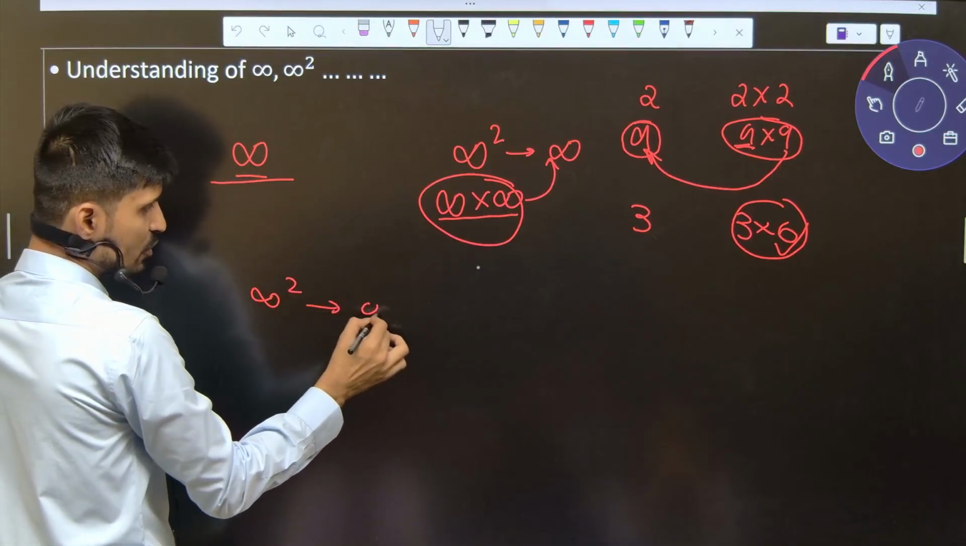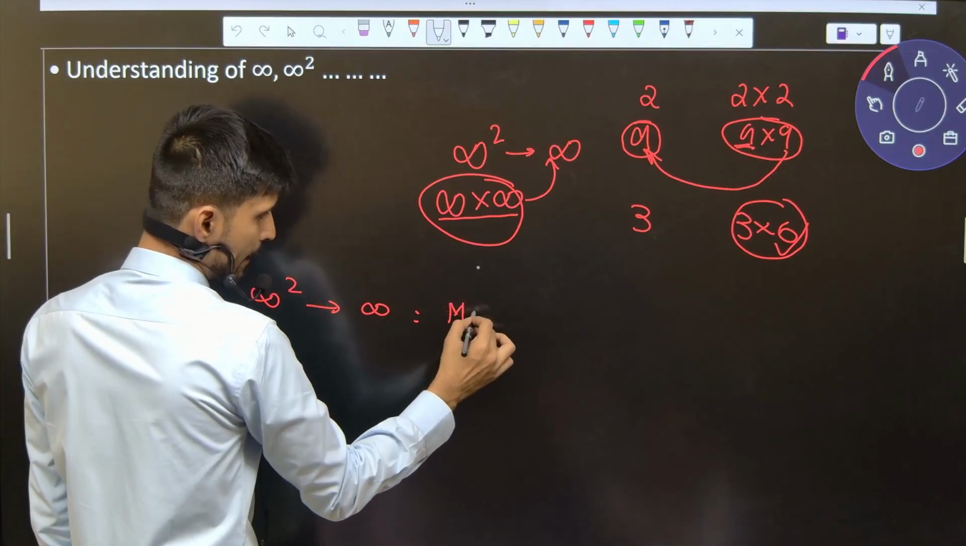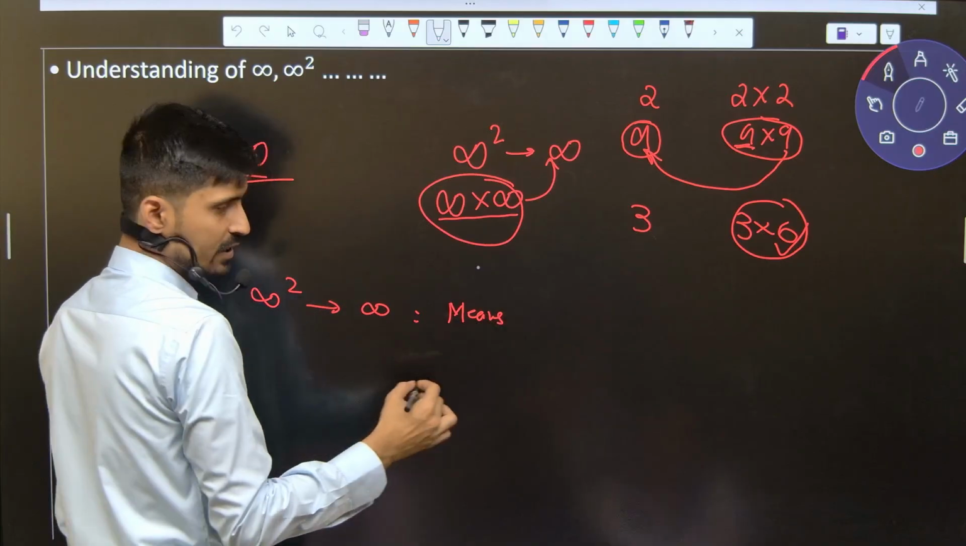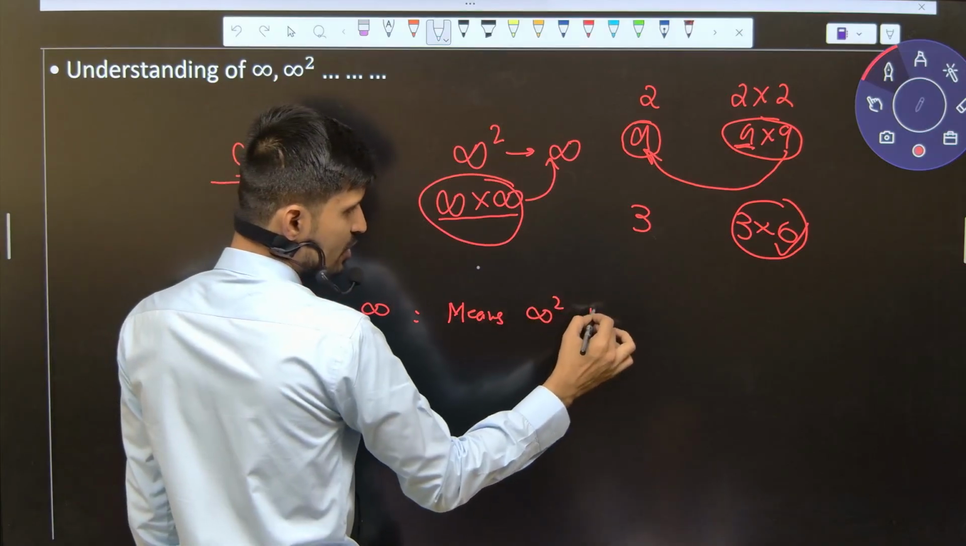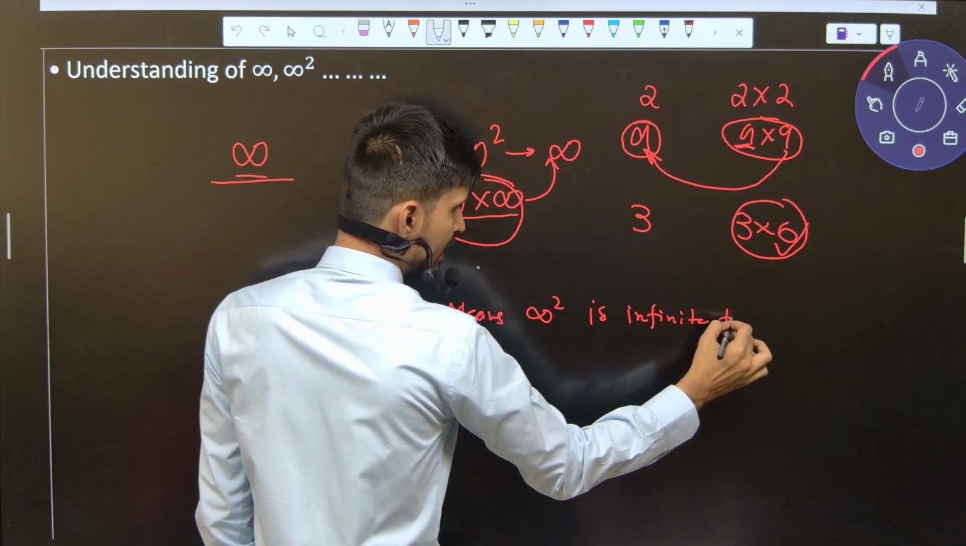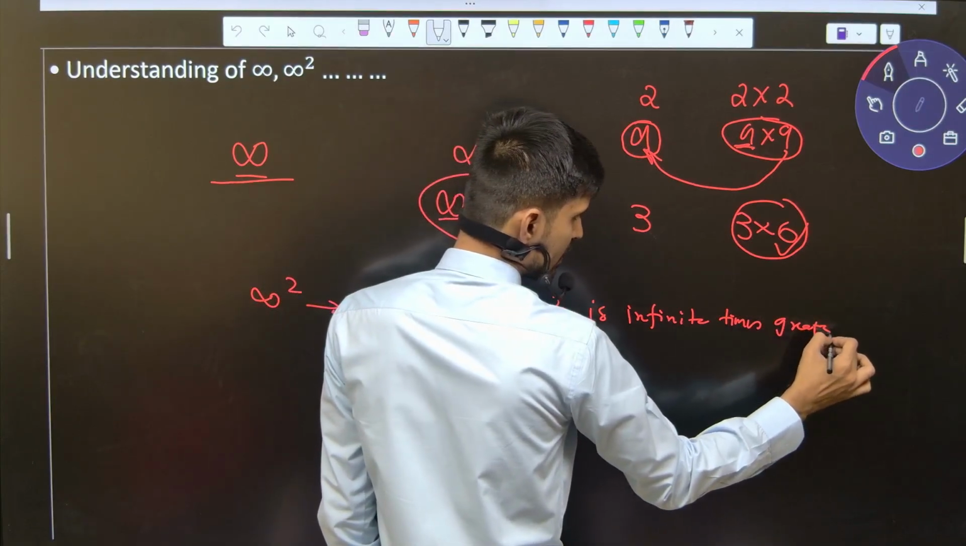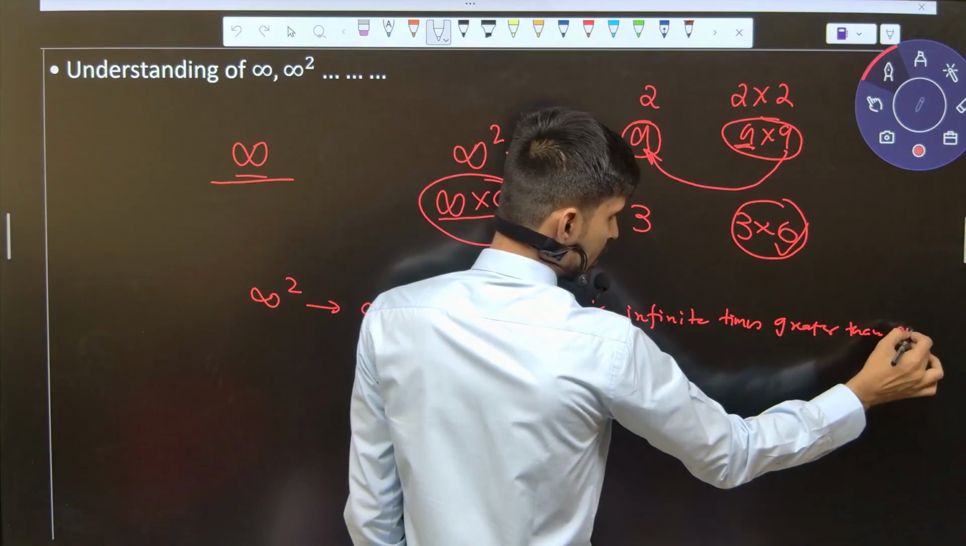So write down, one very simple thing. Infinity square tends to infinity means, what is the meaning of this whole calculation? Infinity square is infinite times greater than infinity.